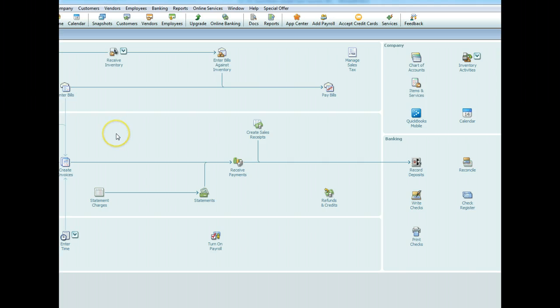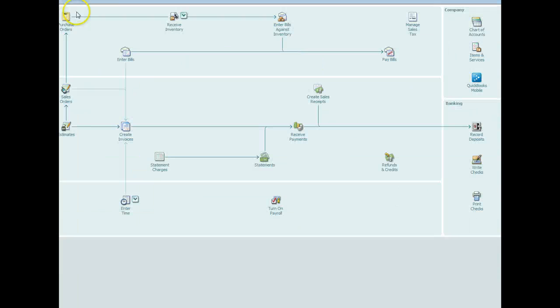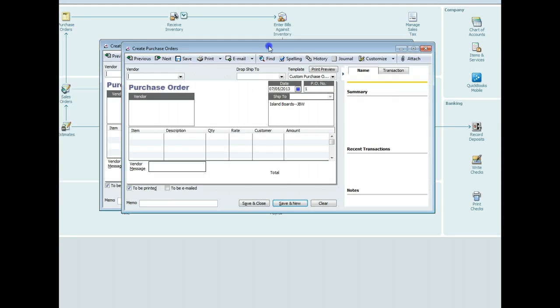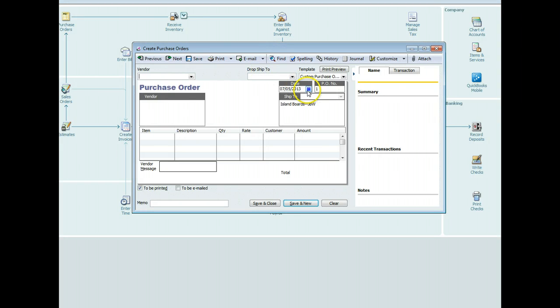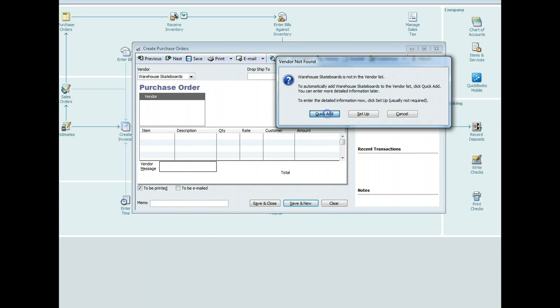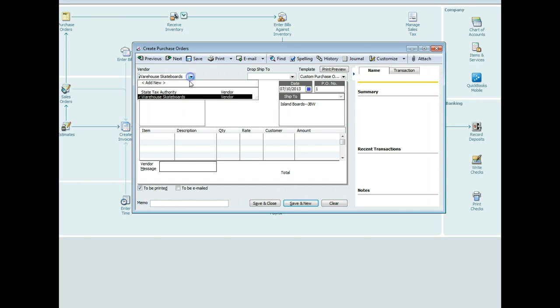July 10th, prepare and send purchase order number 1. There's purchase orders. So, purchase order number 1, it's automatic. It's now July 10th. And our vendor is going to be Warehouse Skateboards. Warehouse Skateboards. We'll do a quick add. So I hit enter. It says add. So it's now on the list. Make sure you always get it on the list.